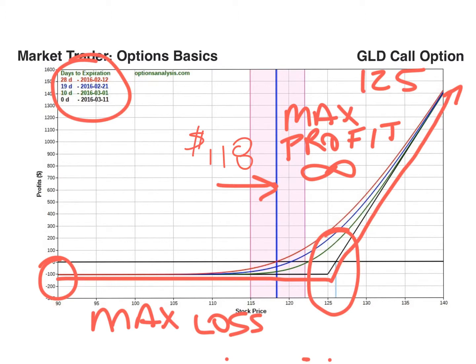So that's a recap of how to read a payoff diagram for an options payoff diagram, in this case the call option.